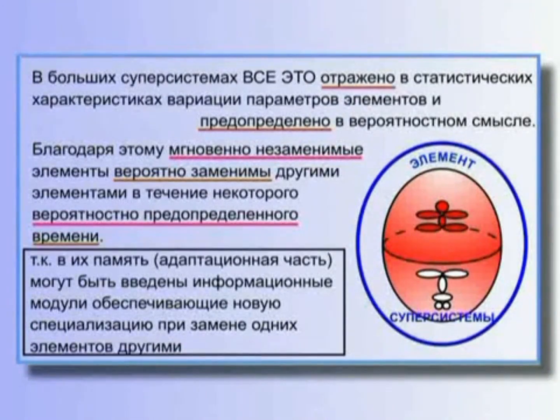Because a multitude of elements of the supersystem with the lower part of the egg and the upper part, that is, with the fundamental adaptive part, they are instantly irreplaceable elements, probabilistically replaceable by other elements within some probabilistically predetermined time. So this is what I just said. What is this about? Again, about the stability of the system.